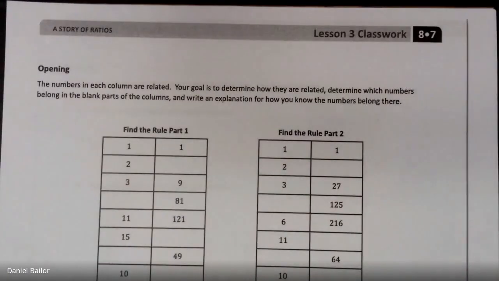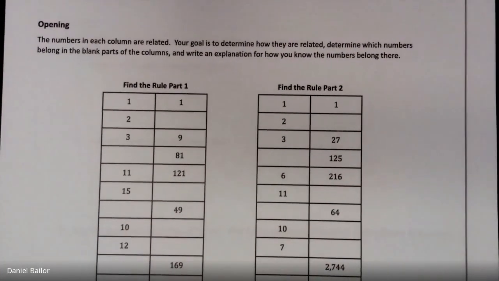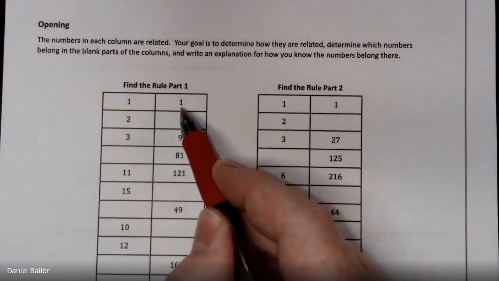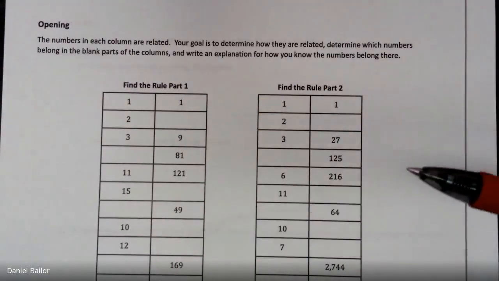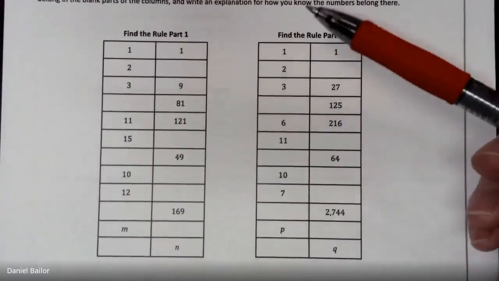And page 25 is a little opening exercise where they tell you that there are 2 columns and the numbers are related. So you have to find the rule that changes the left number into the right number. So let's just focus on the first box right here. The first table, the first chart. Find the rule part 1.